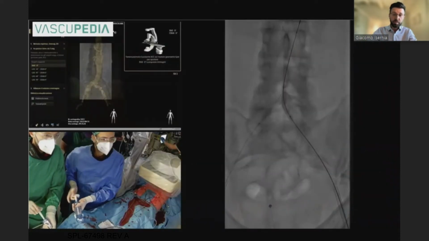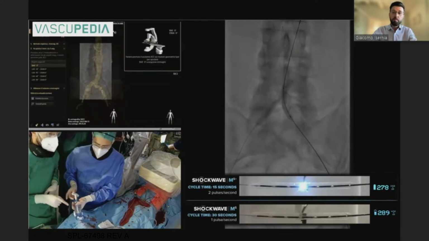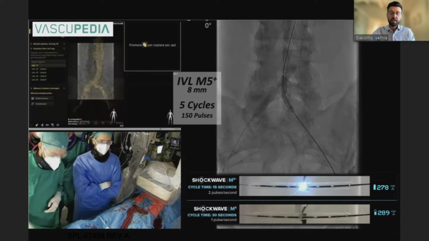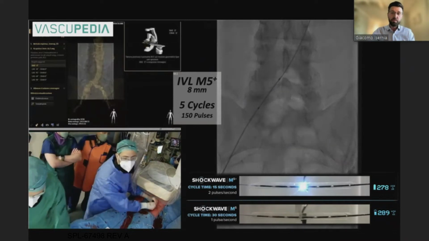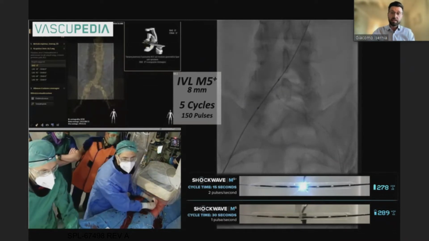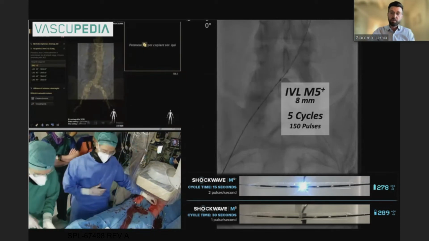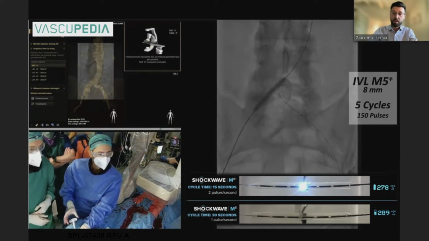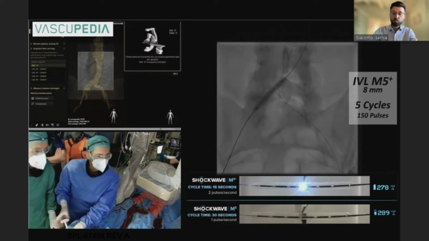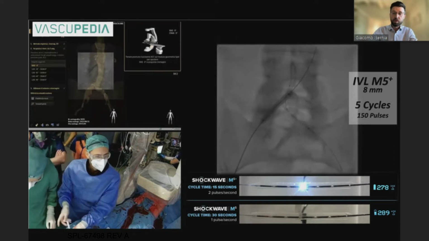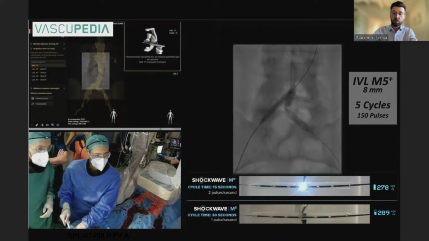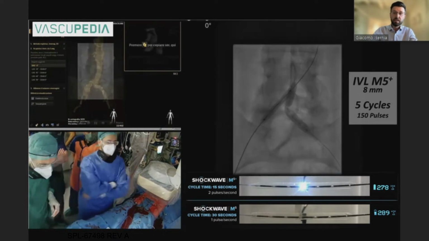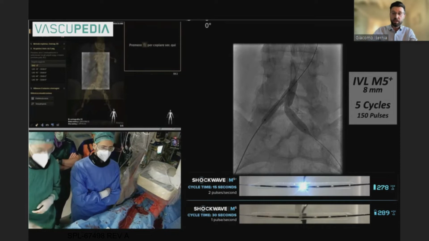We started the procedure with a percutaneous access, and we immediately deploy the IVL technology with M5 plus 8 millimeter in diameter with 5 cycles at the right side, and afterward we move with the same catheter at the left side and completed the 5 remaining cycles. Of course, we need to modify the compliance of the vessel because on the right side we need to accommodate a 24 French introducer sheath, and on the left side at least 16 French introducer sheath.